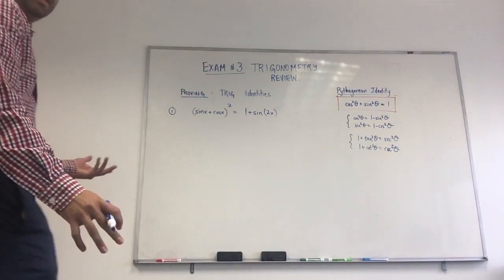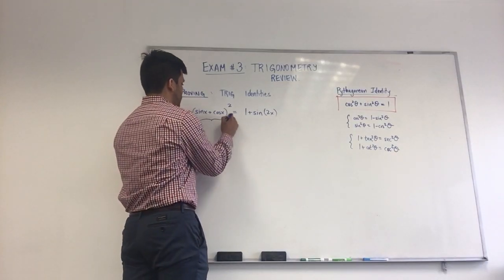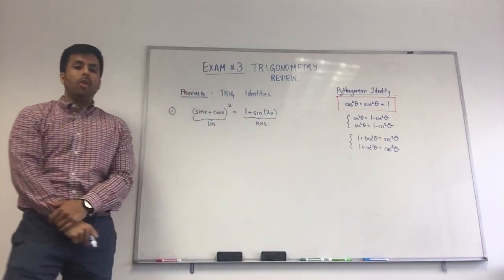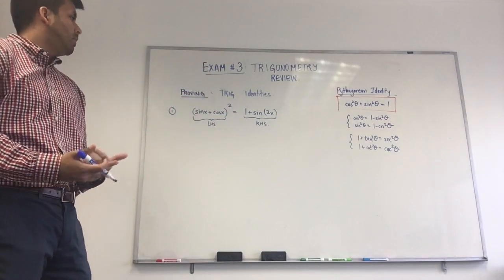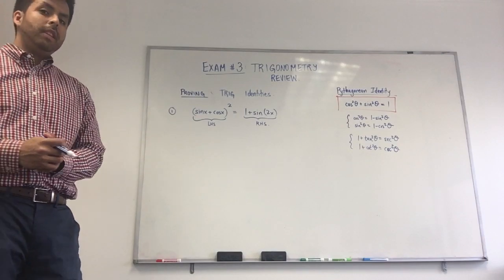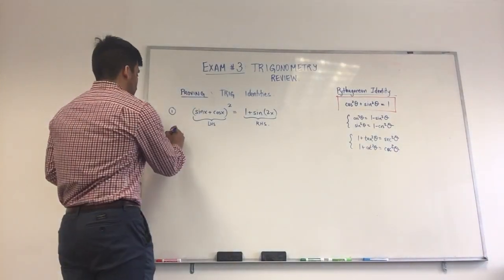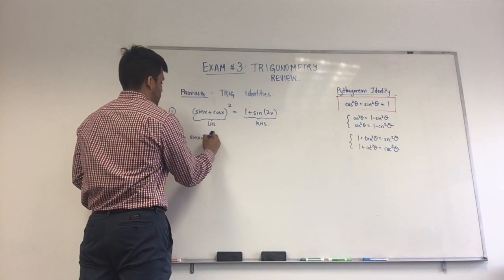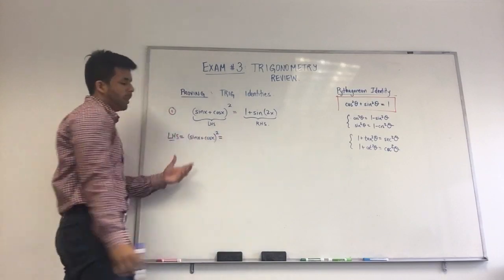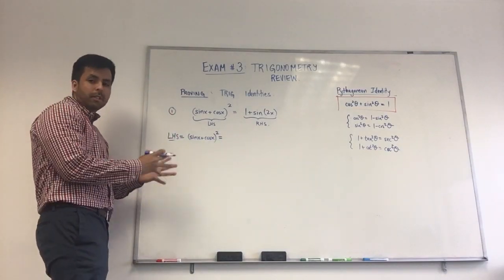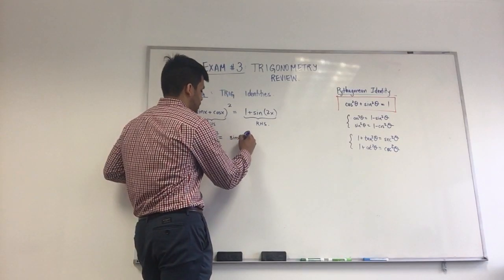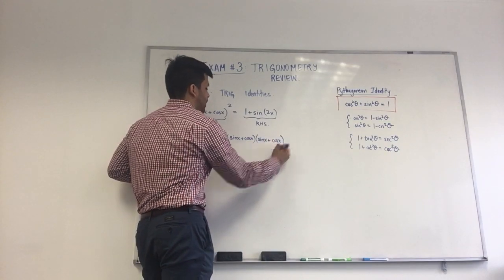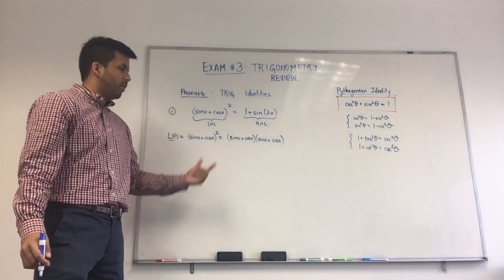So again, it's the same idea. How can I go from the left-hand side into the right-hand side? Or the right-hand side to the left-hand side, up to you. But here it looks like I'm going to try to see if I can simplify the left-hand side first. I have (sine x plus cosine x) squared. Can I simplify this? I can. I need to expand. So this becomes (sine x plus cosine x) times (sine x plus cosine x), because I'm multiplying this expression by itself.